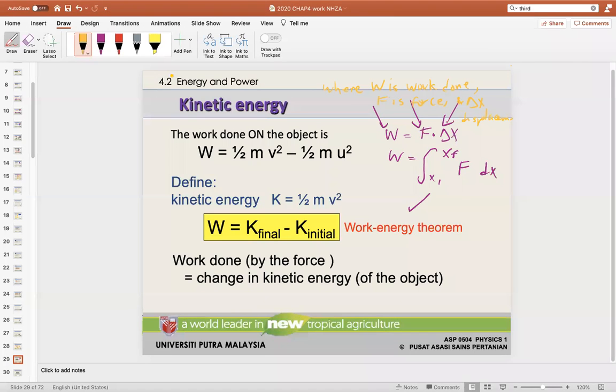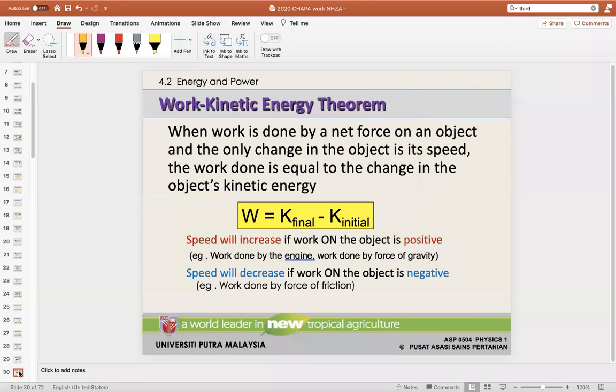But yeah, I wouldn't know if you know what W is. So you have to tell me. Work done is W equals the dot product of F and delta X, but where W is work done, F is force, delta X is displacement. You have to tell me that, okay? Remember, don't forget.